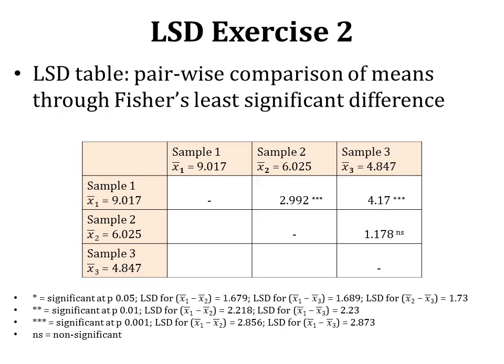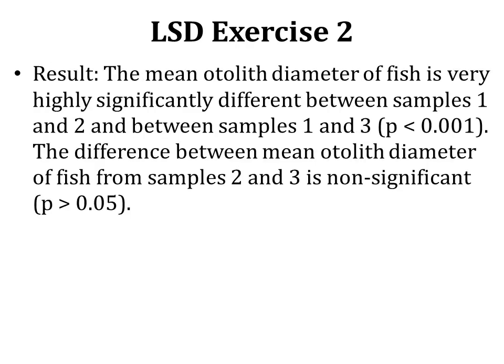Now we have our LSD table, which is the pairwise comparison of means through Fisher's least significant difference. So here we can see that the difference between the means of sample number 1 and 2 is very highly significant, and the difference between sample number 1 and 3 is also very highly significant, and the difference between sample number 2 and sample number 3 is non-significant, right? So this is the table that we have, and now the results.